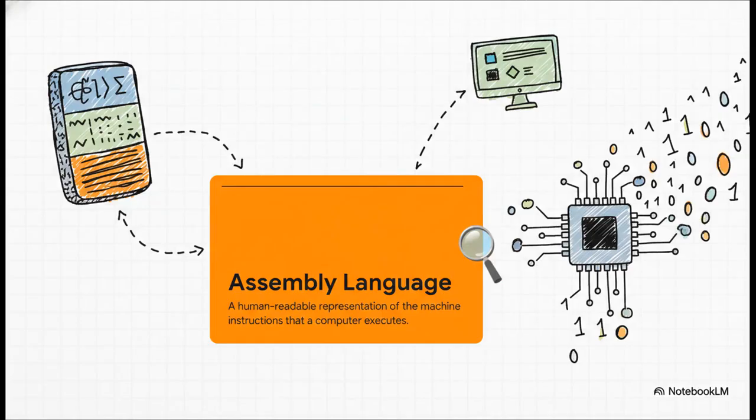Well, it all starts with understanding what assembly language even is. You can think of it as the ultimate Rosetta Stone for computers. It's that crucial link, that translator that takes all the high-level code we write, Python, Java, whatever, and turns it into the raw binary, the ones and zeros, that the processor can actually understand and act on.